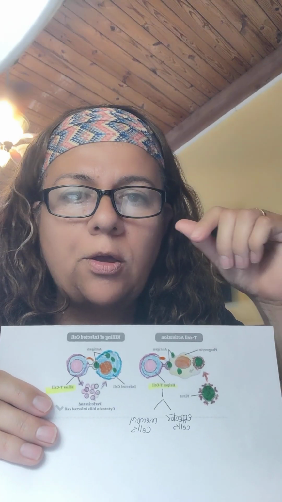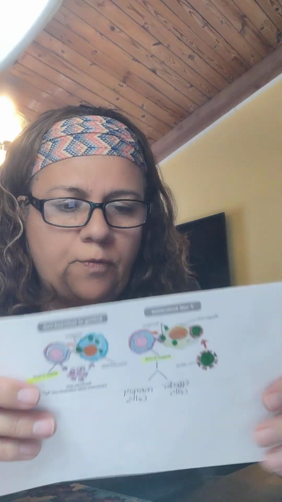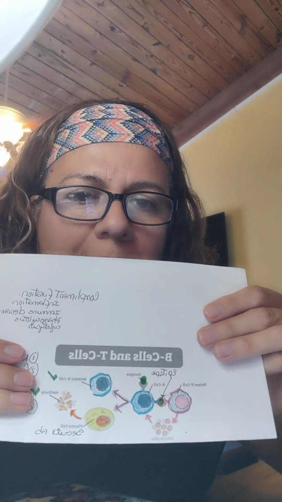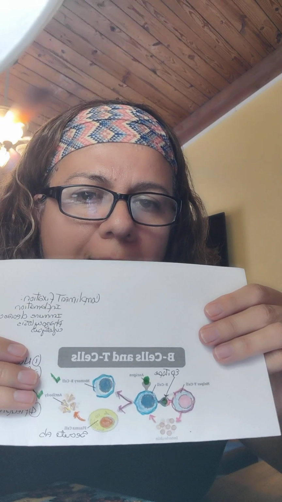Now I'm going to talk about humoral immunity. Humoral has to do with B cells, but the B cells do not attack the infected cells themselves. The B cells produce antibodies, and the antibodies are going to do the work. So for this, I have a picture right here. And again, we have three stages: the recognition, the attack, and the memory.